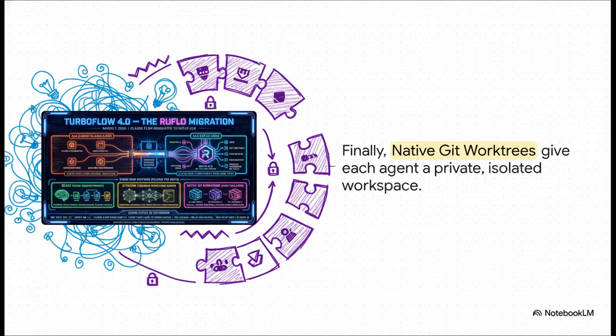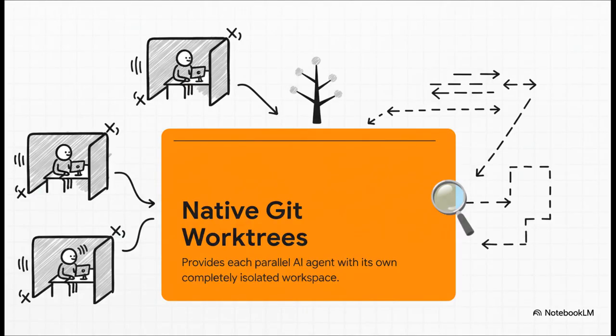So we've got memory of the past and awareness of the present. What's the last piece of this collaboration puzzle? Isolation. How on earth do you get multiple AI agents working on the same code at the same time without it turning into a complete circus of conflicts? The solution is actually pretty brilliant. It uses a built-in JIT feature called worktrees.